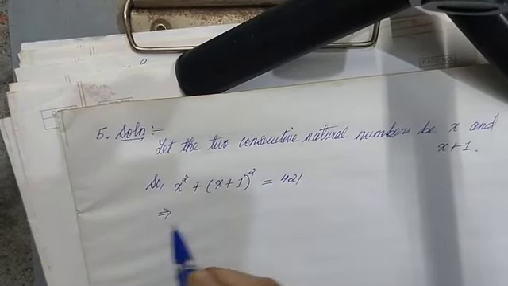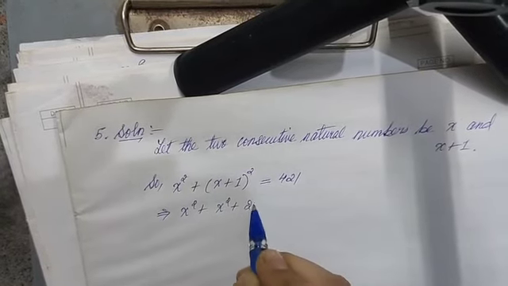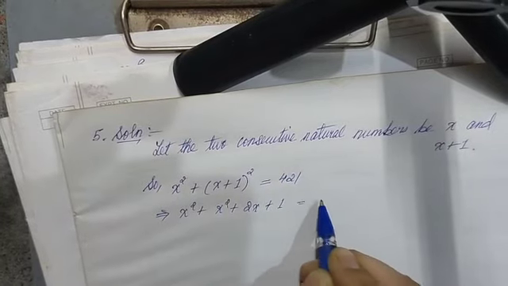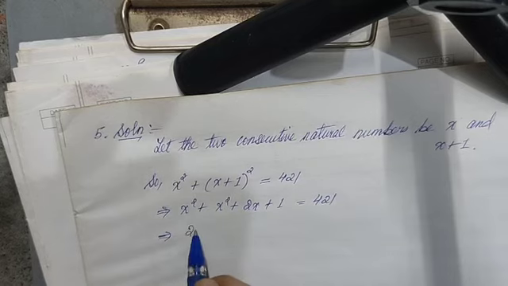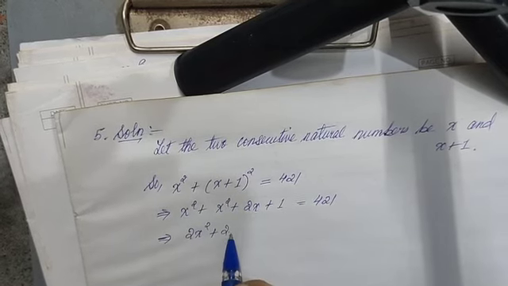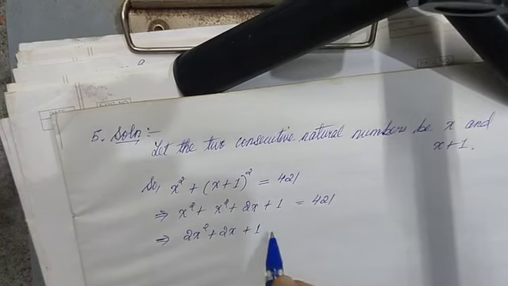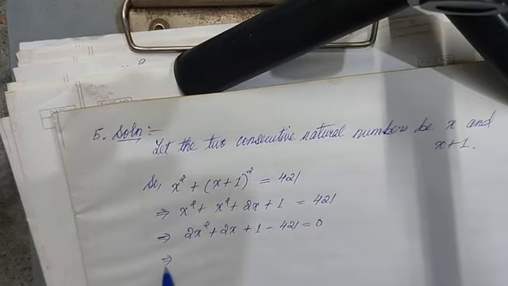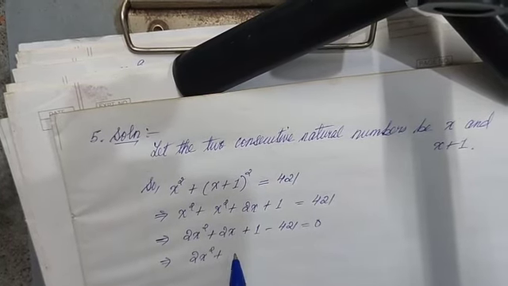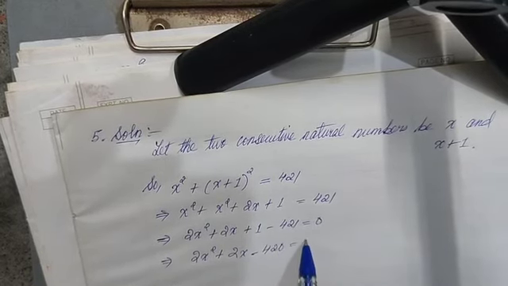x square plus (x plus 1) square, using a square plus 2ab plus b square, so x square plus x square is 2x square, plus 2x plus 1 minus 421 equal to 0. That gives 2x square plus 2x minus 420 equal to 0.